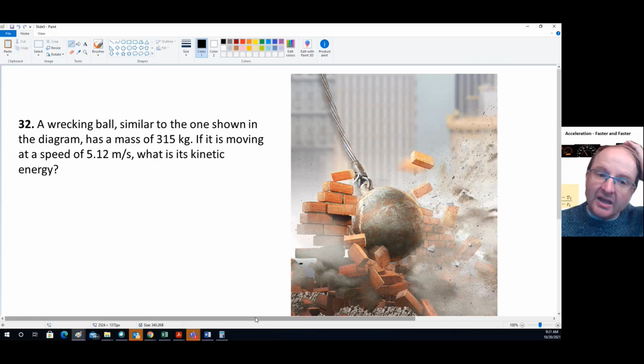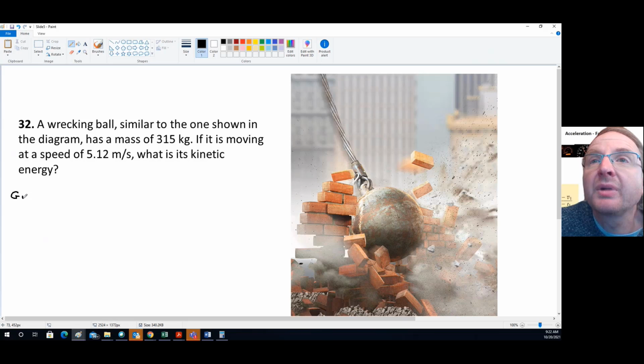Again, read it, use the GRASP method. I'm going to get going as well. Hit pause though and see if you can solve it. And yeah, let's take a look at it. Okay, what information are we given? We got a wrecking ball here. Yeah, it's similar to one shown. It's got a mass of 315, okay, big mass, and it's moving at a speed of 5.12 meters per second. What's the kinetic energy? Its kinetic energy is being released here. That's a good picture, actually.